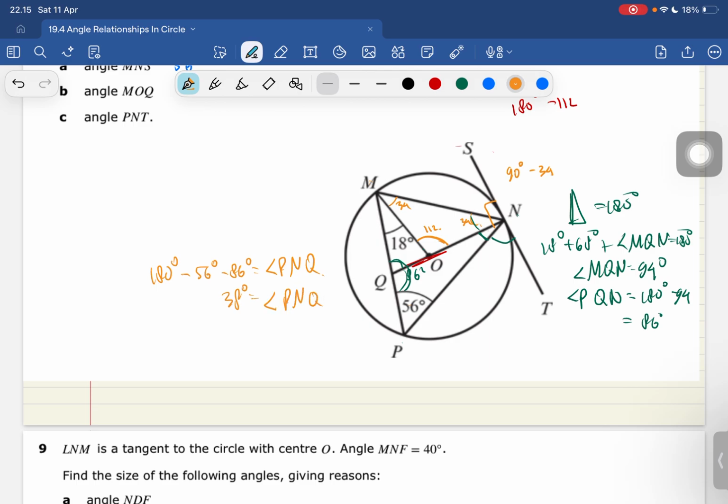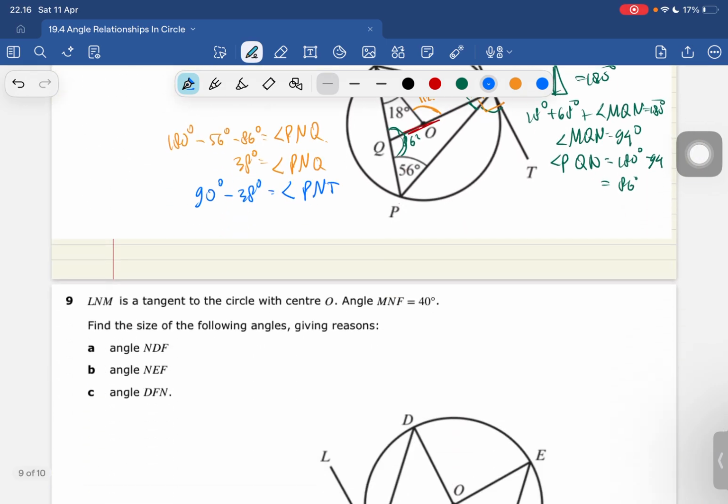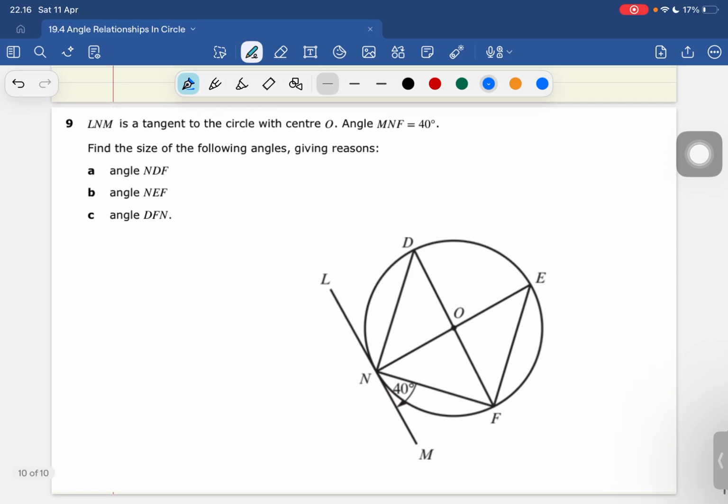Okay, as this is tangent, it's going to be 90 degree. So we can just make it 90 degree minus 38 degree. It's going to be the angle of P and T. So 90 degree minus 38 degree, so here's going to be 52 degree. Okay, here's the last question. So the tangent, here the total is going to make 90 degree.